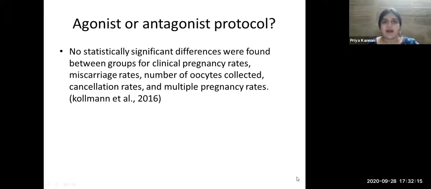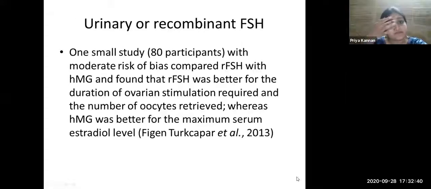Another advantage of the antagonist protocol in PCOS is that with an antagonist downregulation, we can trigger using an agonist. When we trigger using an agonist, the OHSS rates are almost nil. We cannot trigger an agonist protocol with an agonist; we have to go for HCG for the trigger in that particular protocol.